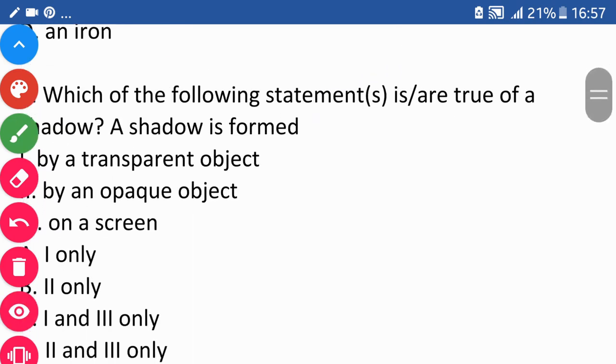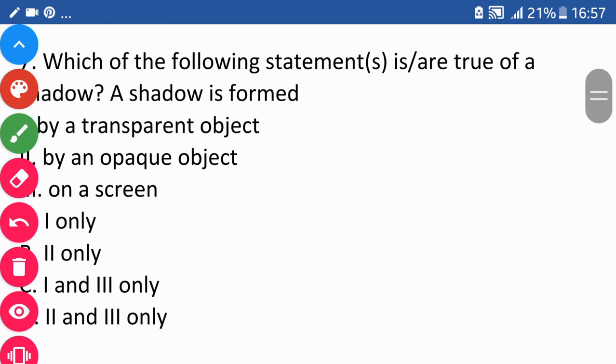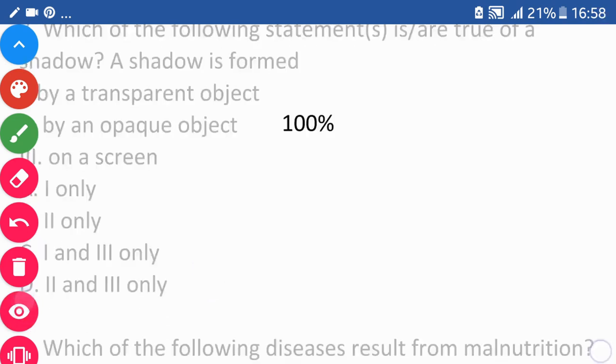Number 7. Which of the following statements is or are true of a shadow? A shadow is formed by a transparent object. No, it's formed by an opaque object. Yes, it can be formed on a screen. So your answer is I and II. Looking at it, the answer is D. So the answer is D, I and II.